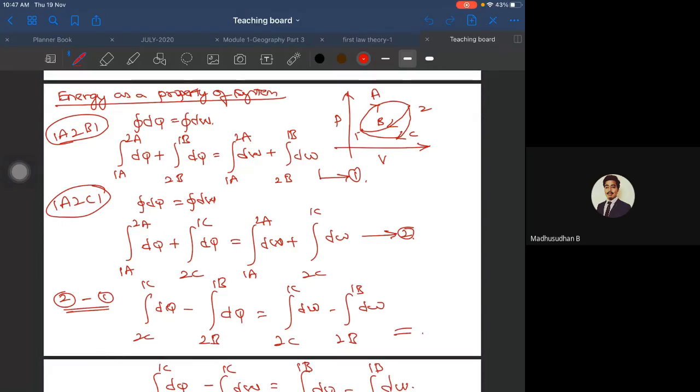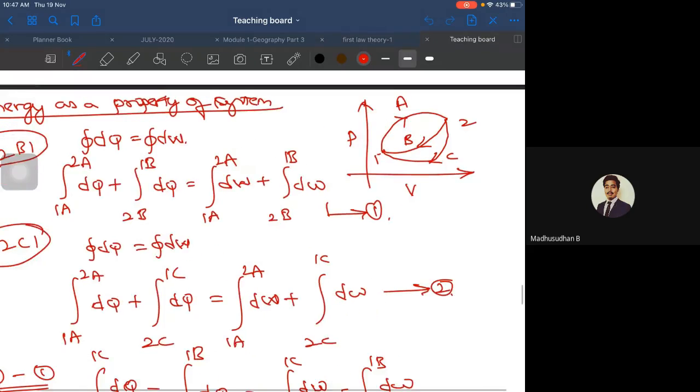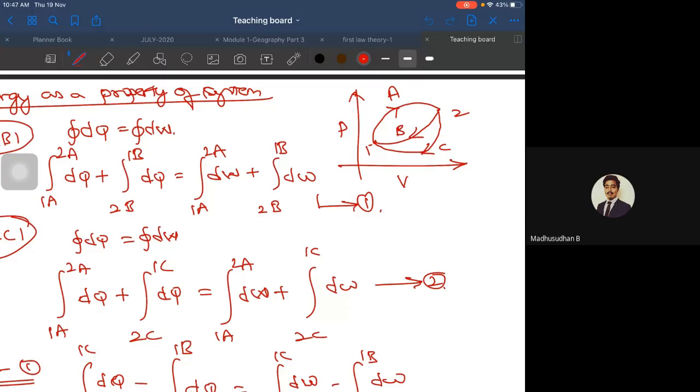We shall just look at here. Okay, we shall see this particular thing here. In the PV diagram, there is a process given here, from 1 to 2 along path A.